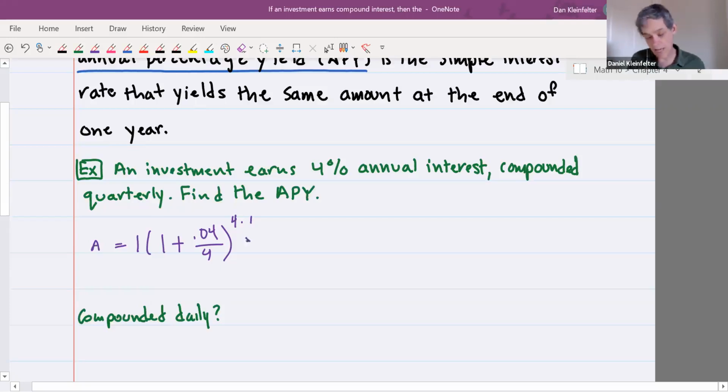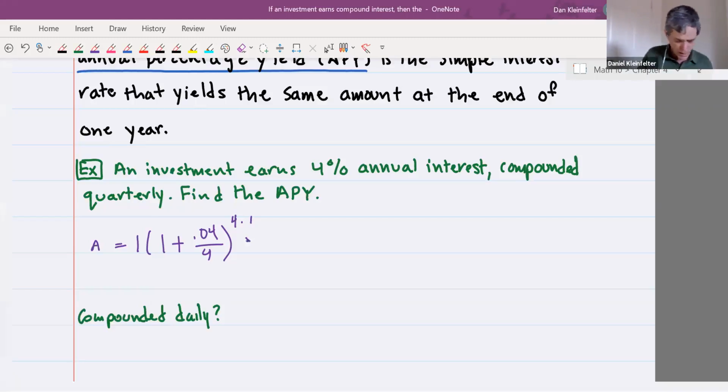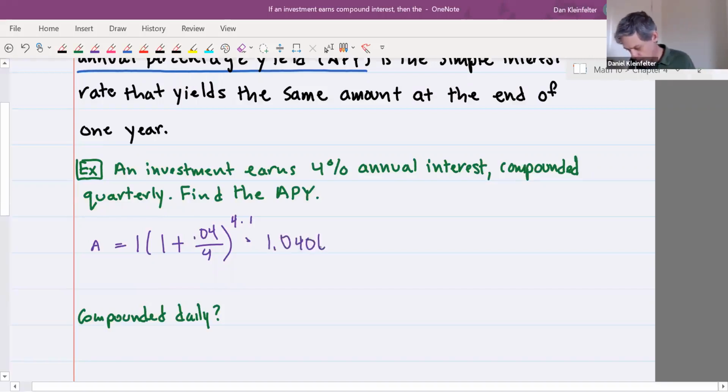Okay, so we're going to calculate that. That's 1.01 raised to the 4th power. So that's about 1.04060401, or let's just say 1.0406. Just forget the rest of it. So basically $1 using 4% annual interest compounded quarterly would grow to 1.04 and then fractions of a penny. So the annual percentage yield here would be 4.06%.